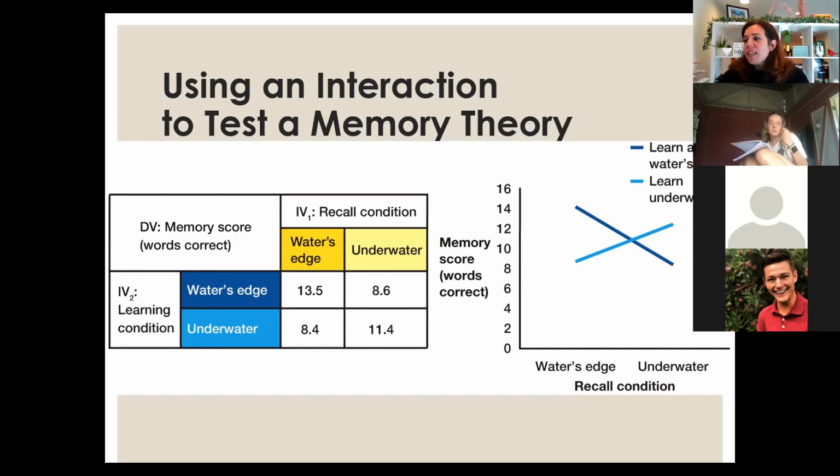So they predicted that when people study words to memorize them, they associate the words with the surrounding context. And when they try to remember the words later, they will perform better if they're in the same context. So these specific participants were actually scuba divers. And there were two specific independent variables. One is the learning condition. Did they learn the words at the water's edge, or did they learn them underwater?